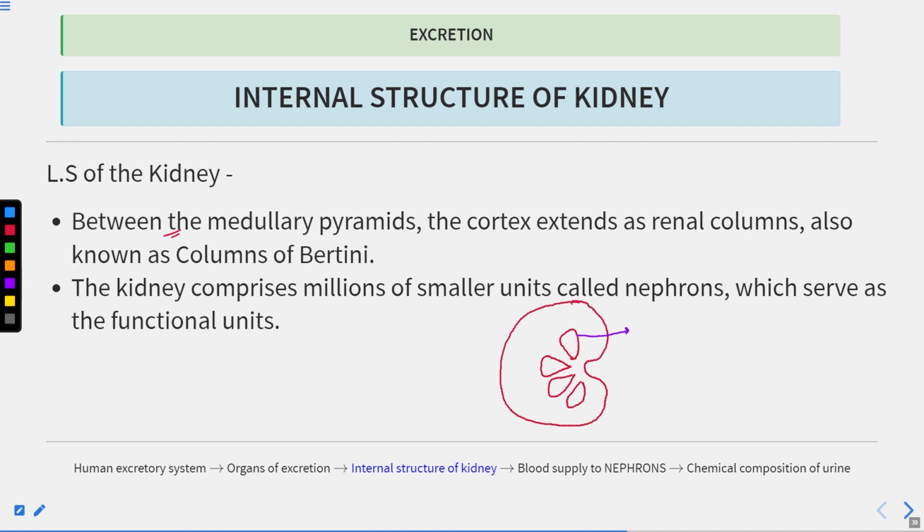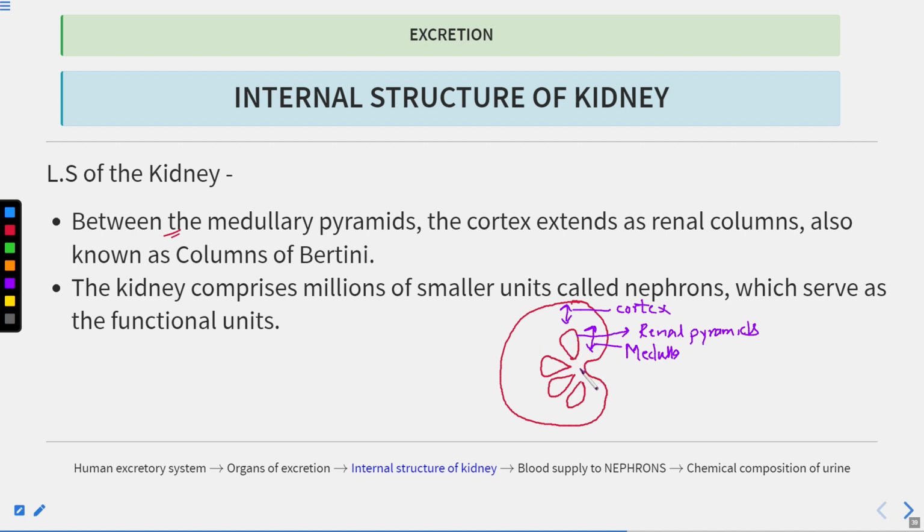These are the medullary pyramids or the renal pyramids. These are triangular shaped structures. These are present in the medulla, so this region is the medulla region. And this region is the cortex region. So the cortex is the outer region, and the medulla is the inner region.